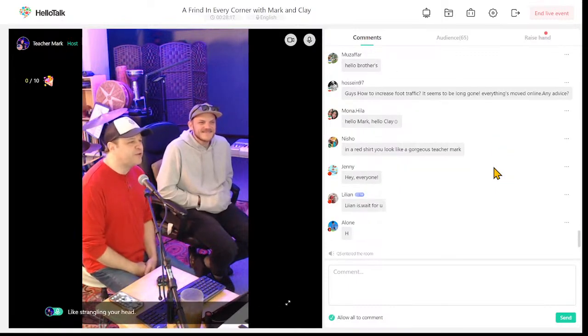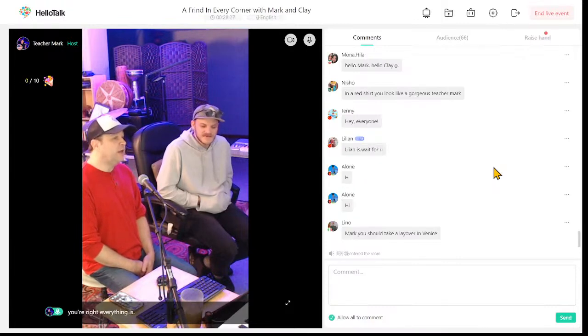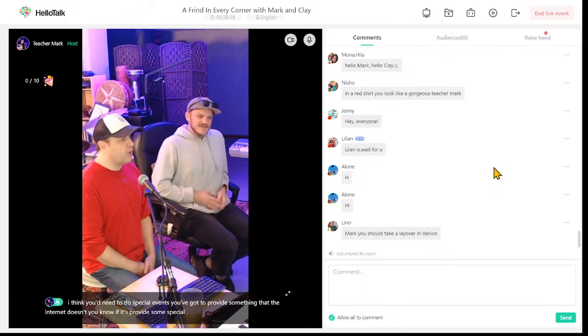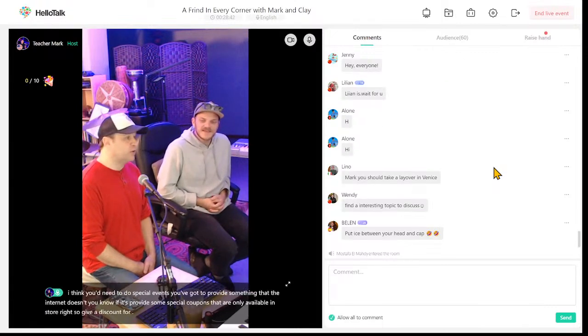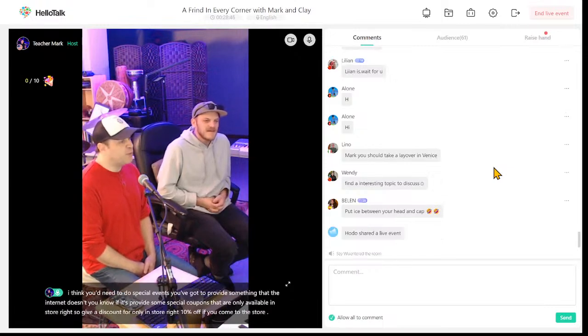How to increase foot traffic? That's a good question. You mean for a store? Yeah. You're right, everything is online. I think you'd need to do special events. Yeah, you've got to provide something that the internet doesn't. Provide some special coupons that are only available in store. Right, so give a discount only in store. Yeah, 10% off if you come to the store. Lots of people would want to do that.